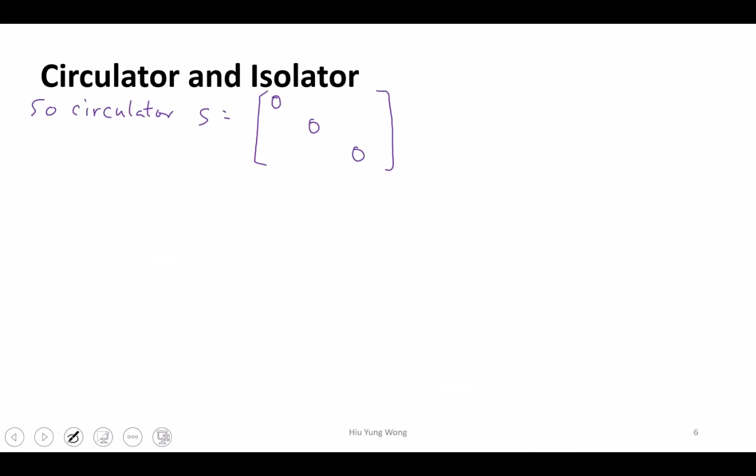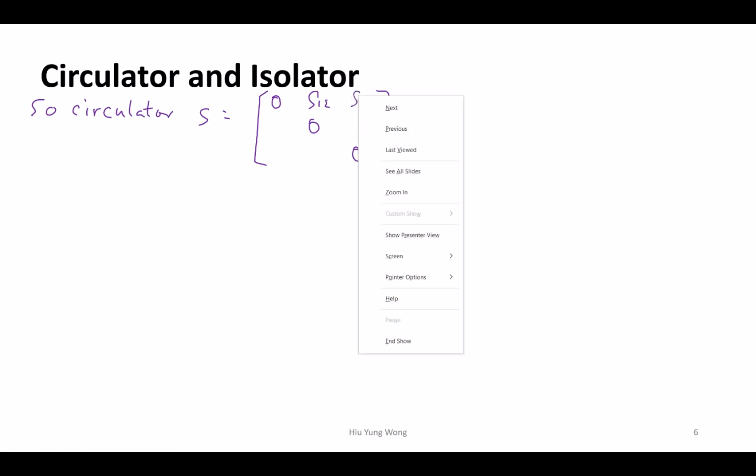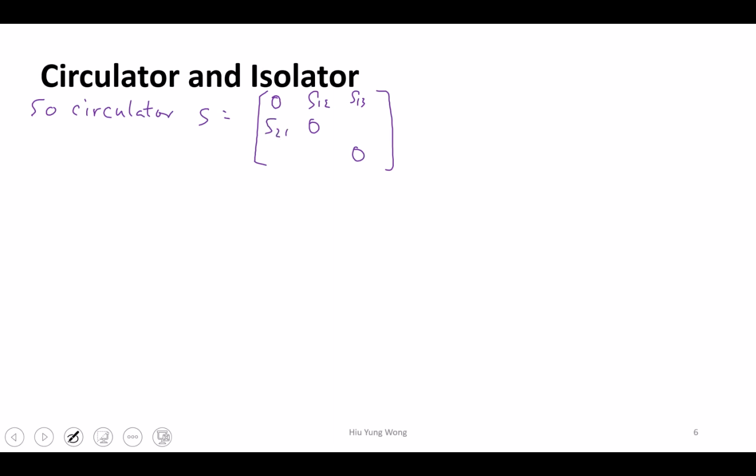Okay, so that's the first thing. And then I cannot say that it is symmetric, so I still need to put S12, S13, and then here I am going to put S21, S23, S31, S32.